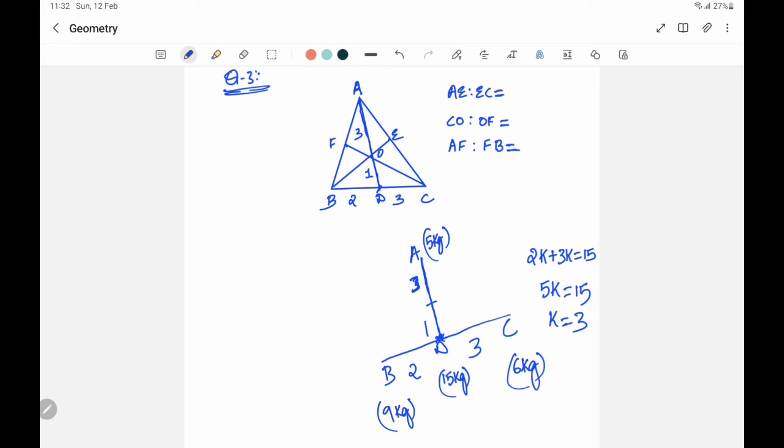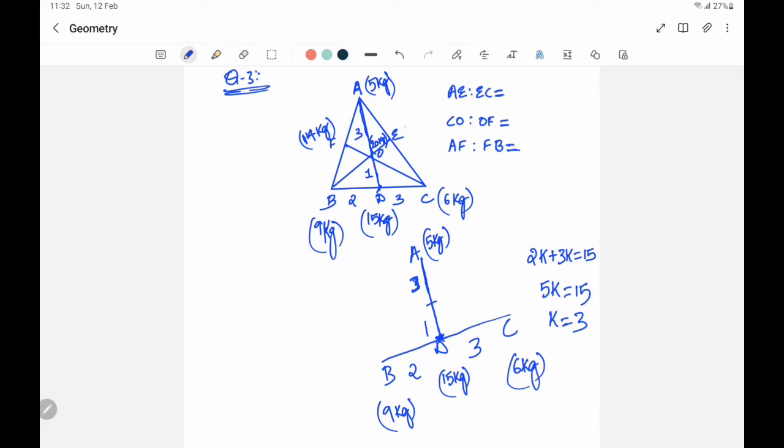So I'll write these things here. This is 6 kg over at C, and this is 15 kg at D, and here there is 9 kg at B, and at A there is 5 kg, and that means at O there would be 20 kg, and this is 6 kg, so this would be 14 kg over here at F.